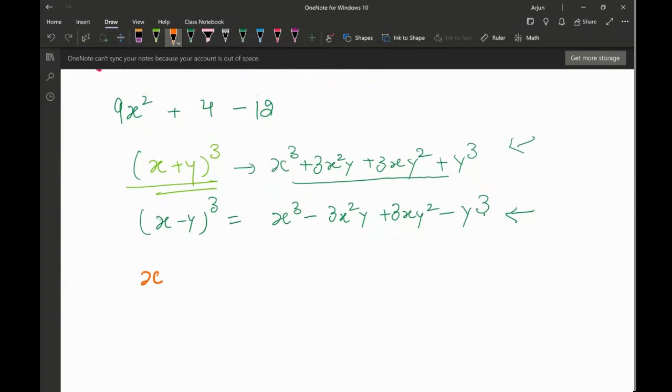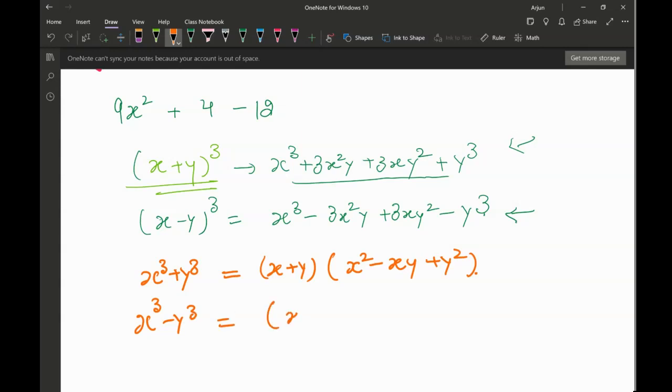If there is x cube plus y cube, then it's going to look like x plus y multiplied by x square minus xy plus y square. This is the formula for x cube plus y cube. And similarly, x cube minus y cube, the formula is x minus y times x square plus xy plus y square.